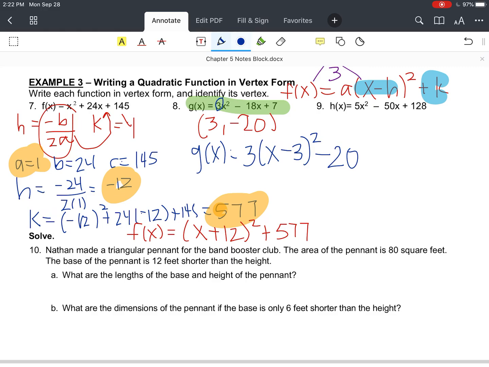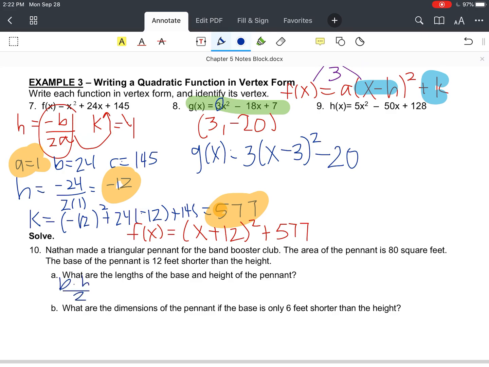Last thing is a word problem. Let's look at number 10. Nathan made a triangular pendant for the Band Booster Club. The area of the pendant is 80 square feet. The base of the pendant is 12 feet shorter than the height. What are the lengths of the base and height of the pendant?